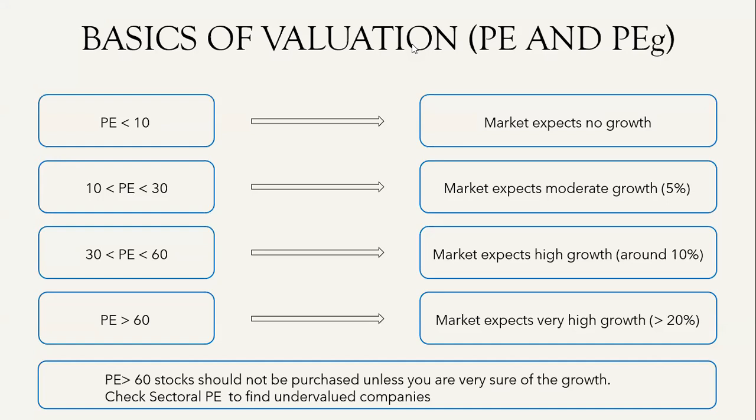So again, to repeat, low PE, high profit growth is a great company. High PE, high profit growth can be risky, but these are typically good companies. High PE, low growth is a disaster because it is an overvalued company and will get crashed by the market. And low PE, low growth, no one really cares about it, right?